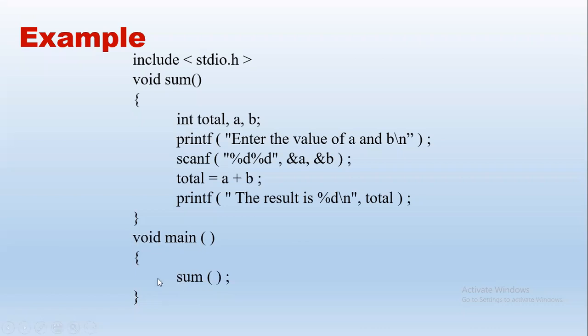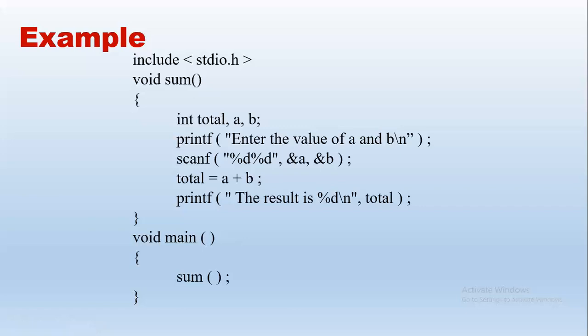We don't give result equal to sum of a comma b. No, there is no parameter, no return type. Simply give the name of the function. This is the first category. So once we give this, control comes to the function definition. So void sum. We don't know what the input is, so we have to take input. That will be done within the function only.